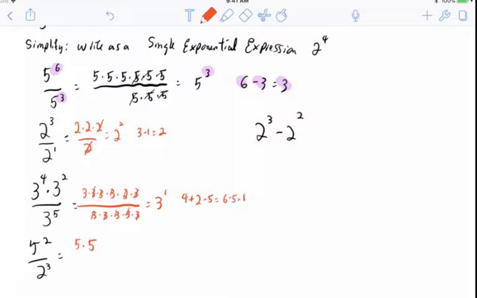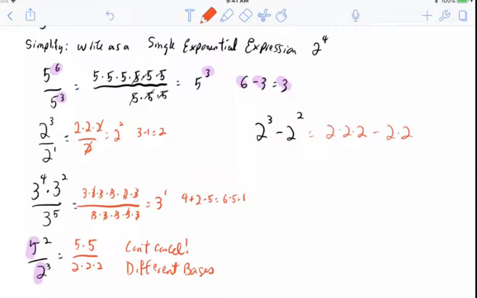For 5 times 5 divided by 2 times 2 times 2, I can't cancel this, so I can't simplify it. Why not? The bases are different. What about this last one, 2 times 2 times 2 minus 2 times 2? You can subtract those numbers, but it's not division. Stuff's not canceling. So you can't do anything unless they're being divided, and you can't do anything unless the bases are all the same. But if you can, go for it.